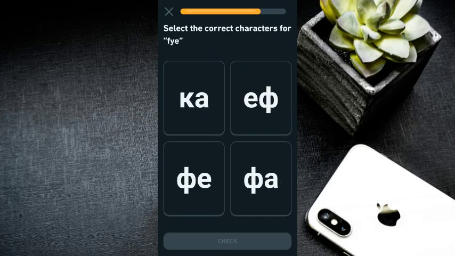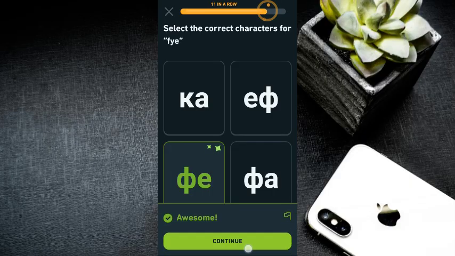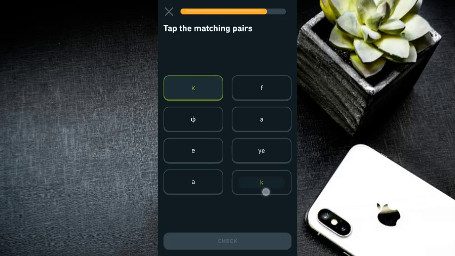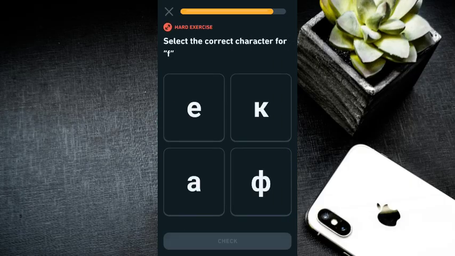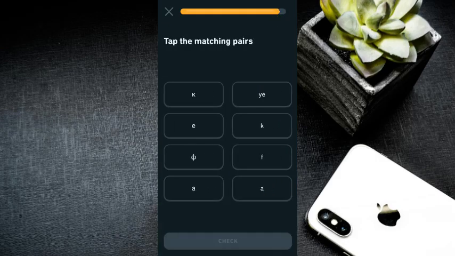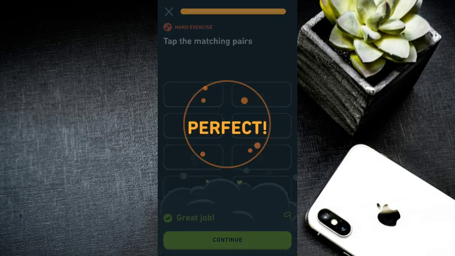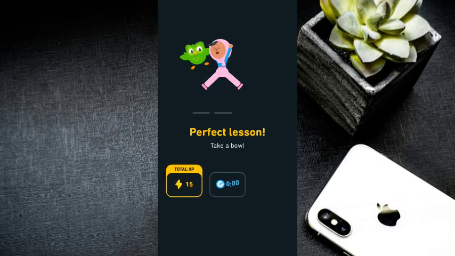Of course, at times, Duolingo decides to just greet you. I got a perfect streak, as you can see.